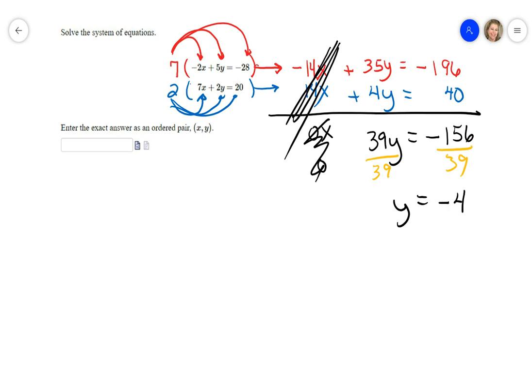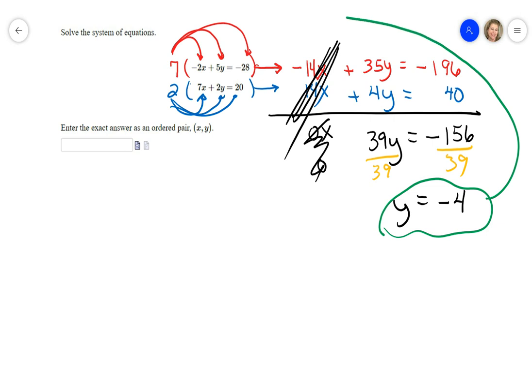Now, that is the y coordinate. You do not have to go back and do elimination again to solve for x. Just take the y equals negative 4, and take it back to either the top equation or the bottom equation to solve for x. I'm going to take it to the bottom equation because my x there is a positive 7x, and I'd rather deal with a positive 7x.